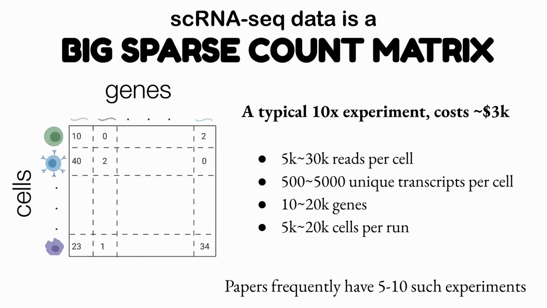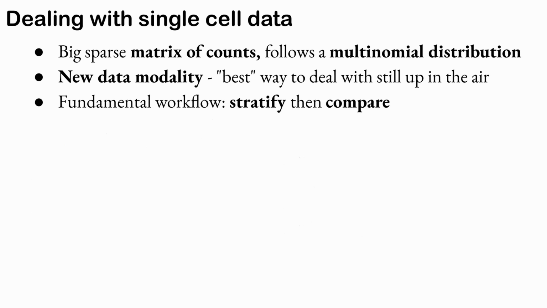And so what this means is that this matrix is very, very sparse. It's mostly zeros. And a typical paper these days will have a few of these experiments. And so this is a bit of a new data modality, and how to deal with it, the workflows are still very much up in the air. But there is one fundamental workflow: you've got to stratify your data, separate it into groups of interest, and then compare those groups of interest.